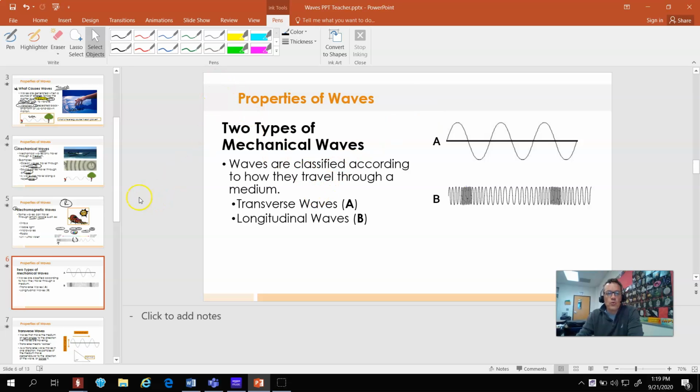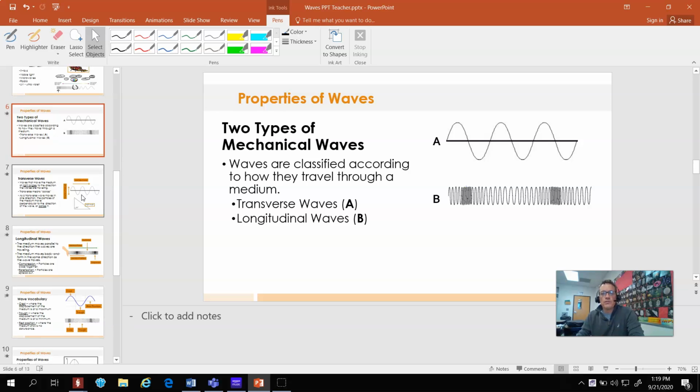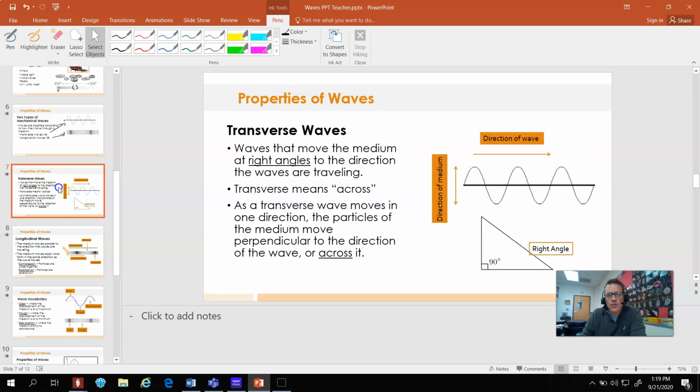All right. When we get into mechanical waves, we can describe a couple of different types of mechanical waves, and this is going to be how they travel across the medium that they're going through. A transverse wave is often represented by what looks like wave A, and a longitudinal wave by illustration B. If we go a little bit more into detail about a transverse wave, what we want to compare is the direction of the wave and the direction of the medium that it's in.